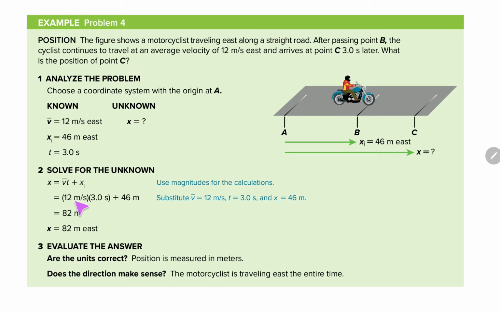In the beginning, we will do the multiplication, and the result of the multiplication plus the 46 should be equal to 82 meters. So here we have the result. Because the result is positive, the movement should be to the east.